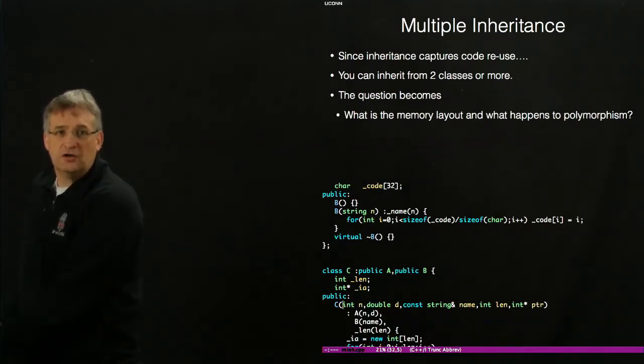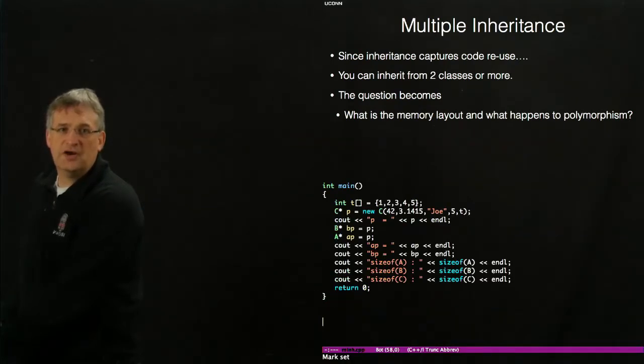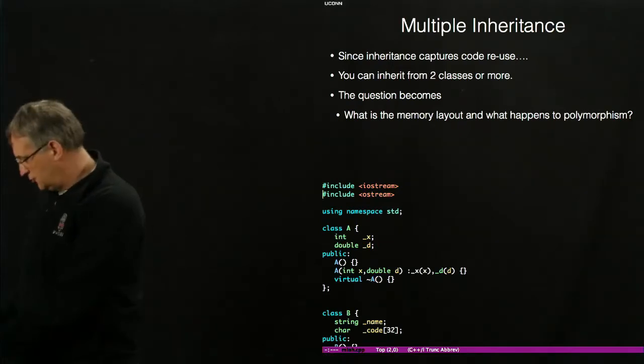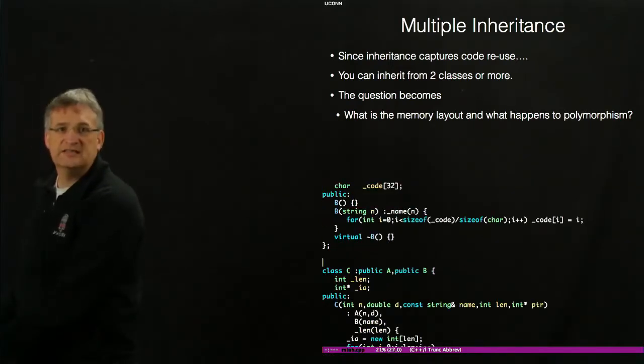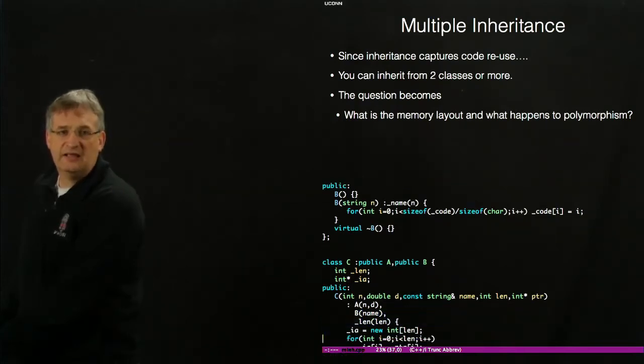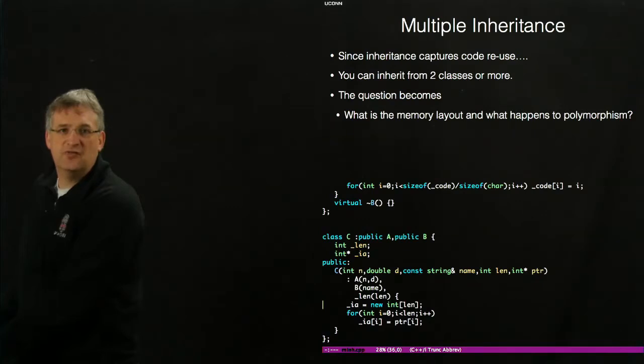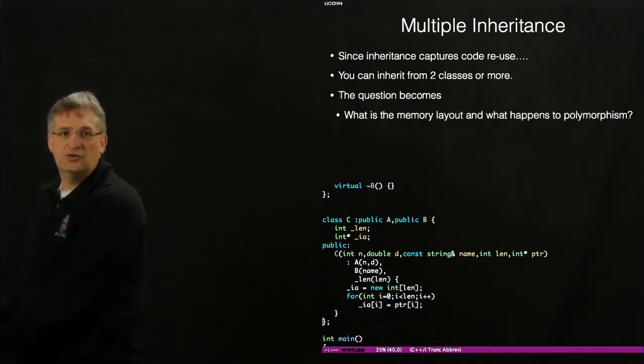Its constructor takes a bunch of arguments. It calls the constructor of the superclass A, so that's what we do here. It calls the constructor of the superclass B, so both constructors are being called, and then initializes its length. After doing that, it executes a piece of code that allocates an array of integer of the prescribed length, and then copies everything that was in the integer array ptr inside the local variable ia. Now, that's all there is.